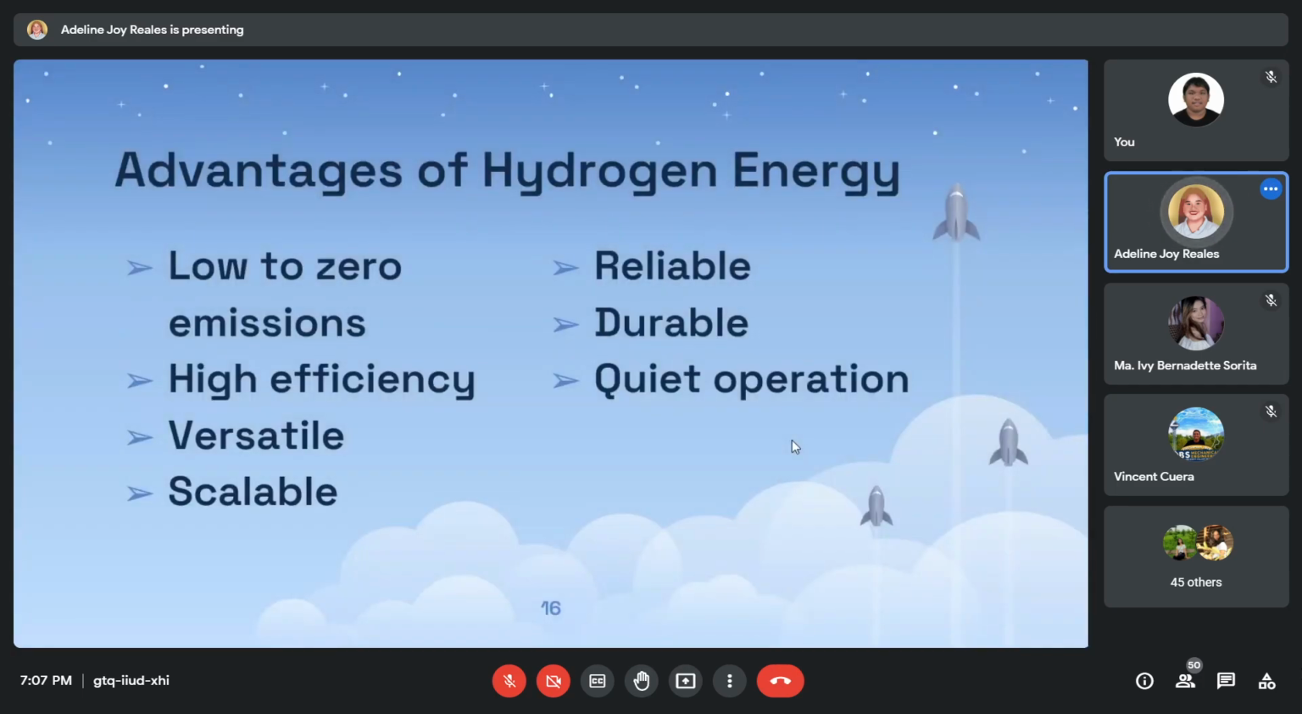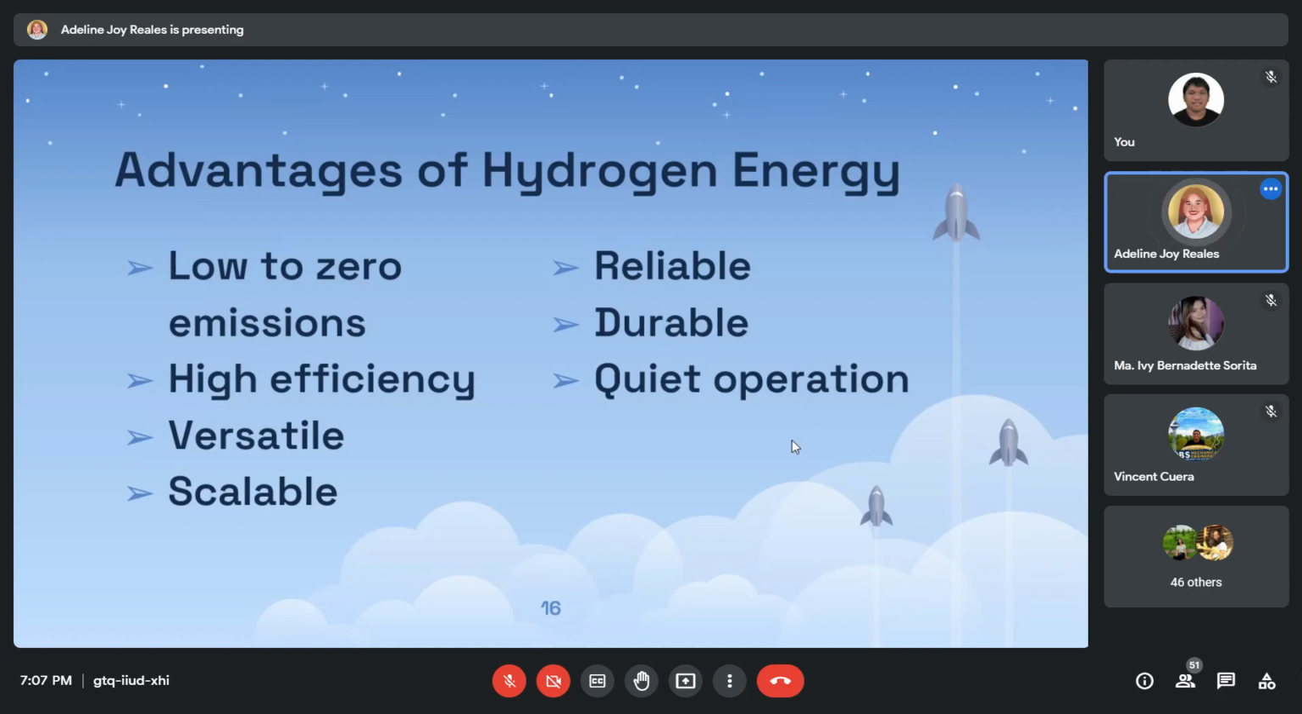The advantages to be discussed here are those from the green hydrogen. First is low to zero emissions. This has been mentioned earlier. Second, high efficiency. Fuel cell vehicles are one application of hydrogen energy. Because of its efficiency, a hydrogen fuel cell is 2 to 3 times more efficient than an internal combustion engine fueled by gas. And the fuel cell electric vehicle's refueling time averages less than 4 minutes.